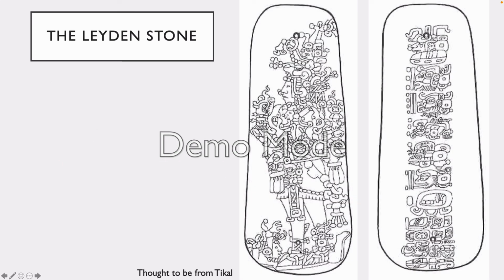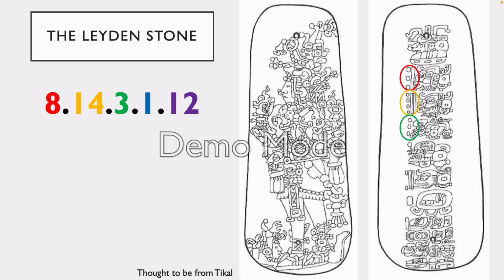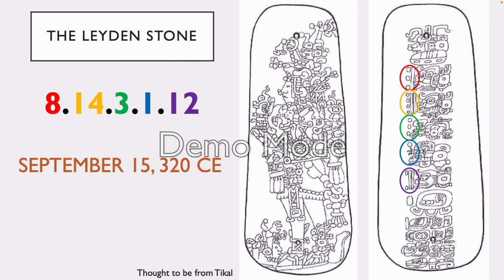One particular example of this then is the Leyden stone that's thought to come from Tikal. As we read from the top to bottom, we see that it's the 8 baktuns, 14 katuns, 3 tuns, 1 unal, and 12 kin. And in the Gregorian calendar, that is equivalent to September 15th, 320 CE.